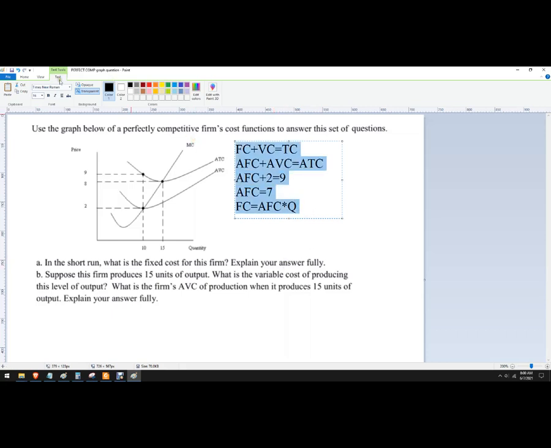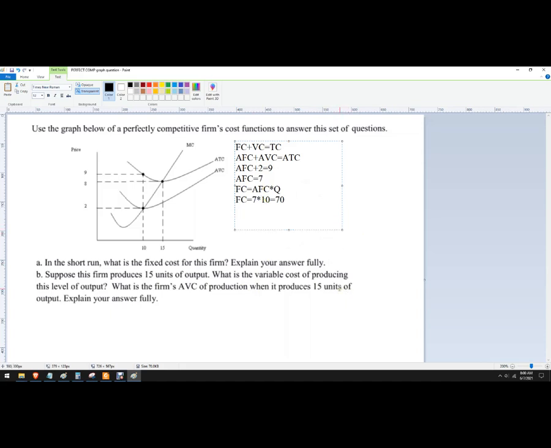So in this case, we don't know fixed cost. You might already know that, but anyway. So it's 7 times 10, which equals 70. So the fixed cost facing the firm is 70, and you'd give that explanation. Definitely show your work on that.